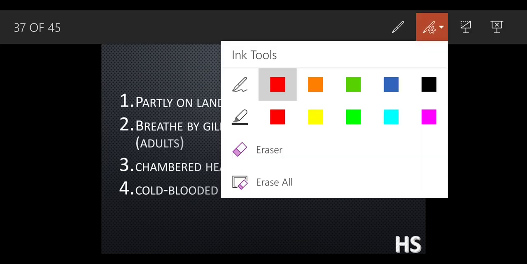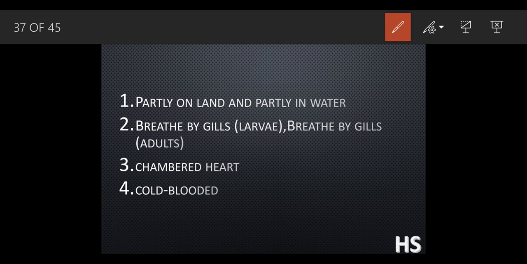Now the amphibia class. Amphibia means animals which can live on land as well as in water. They are partly on land and partly in water. They breathe by gills in the larva stage, but breathe by lungs in the adult stage.